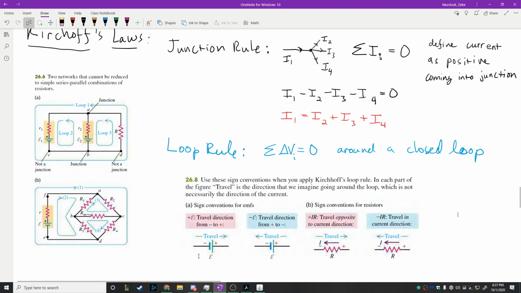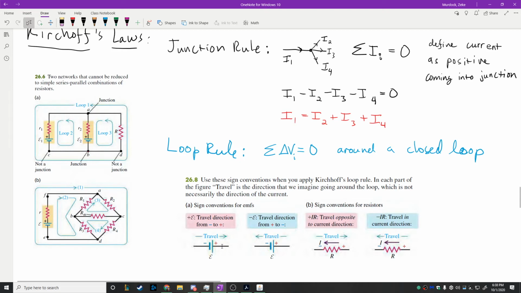So if I have a battery oriented like this, and I go in the same direction from negative to positive, I get a positive E right here. If I have a battery that is pointed this way, it's going to be a negative E. The travel is in this direction. If you go from negative to positive, it's like a potential increase. You can understand this because which point on the battery is at a higher potential?